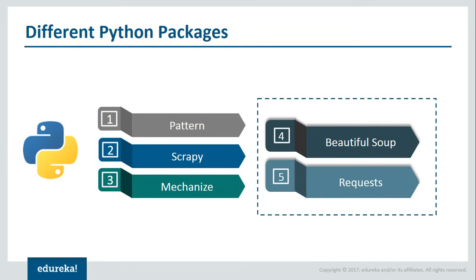Beautifulsoup is a Python library which is used for pulling data out of your HTML and XML files. It provides very simple ways of navigating, searching and modifying the HTML and many more things like that. Next is Request. Request is a library which is widely used for sending and receiving information over HTTP.